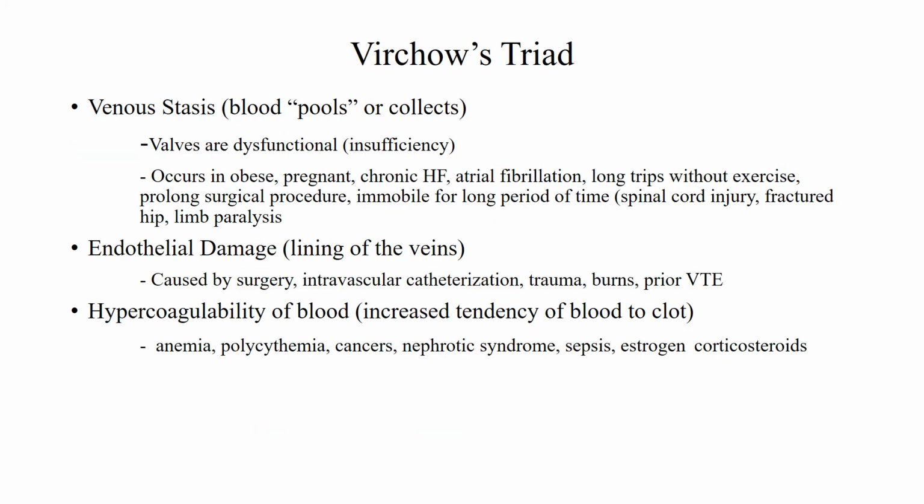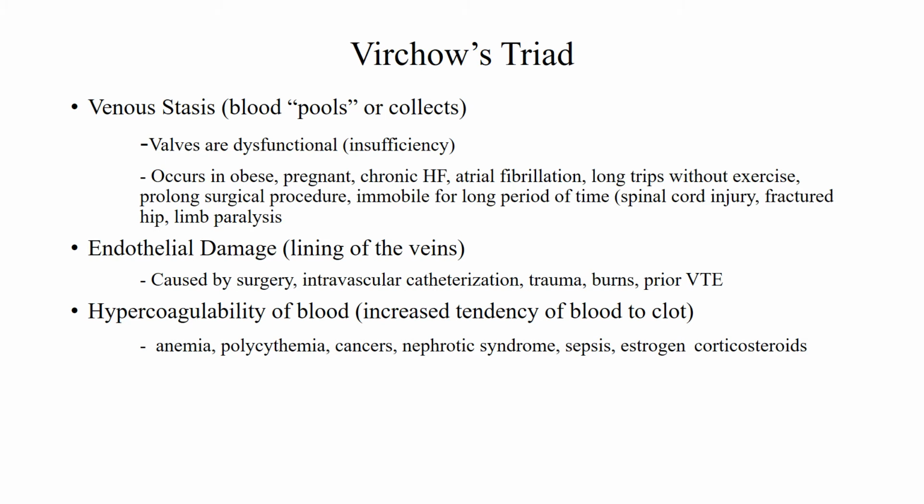Venous insufficiency is characterized by the Virchow's triad. So the Virchow's triad includes three factors. The first one is venous stasis. So venous stasis means blood pools or collects. Because the valves in venous insufficiency are dysfunctional, we described how blood pools or collects on the lower legs. So that is venous stasis, blood pools or collects.